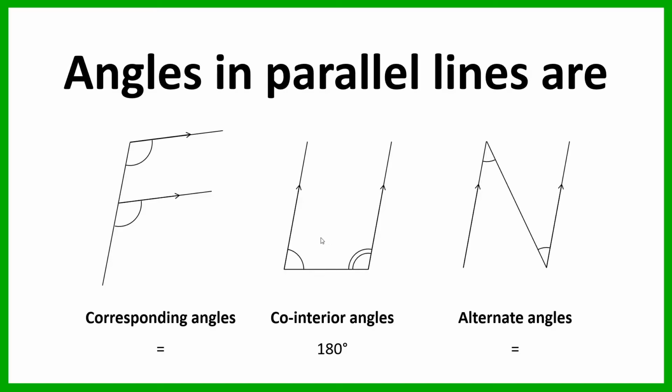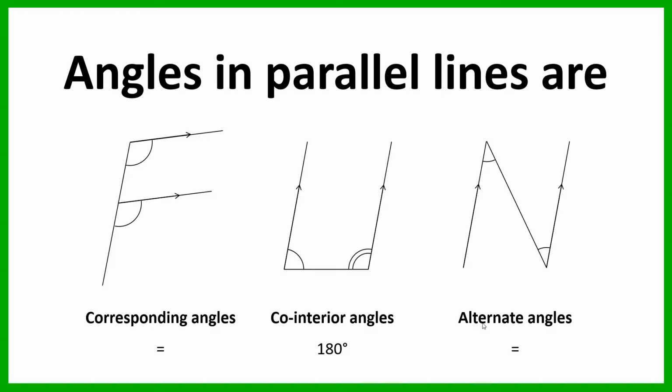Co-interior angles make the U shape. You've got your parallel lines over here, and you've got your transversal. The co-interior angles will both be between the parallel lines, and they will be on the same side of the transversal. They'll be inside the same space, and they are supplementary. They add up to 180. Corresponding angles are equal. Co-interior angles are supplementary.